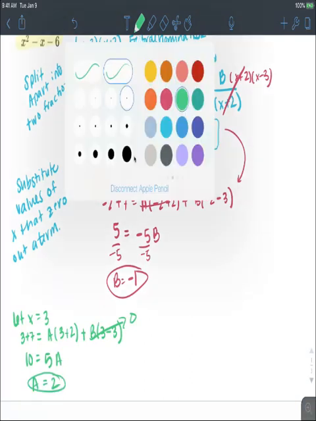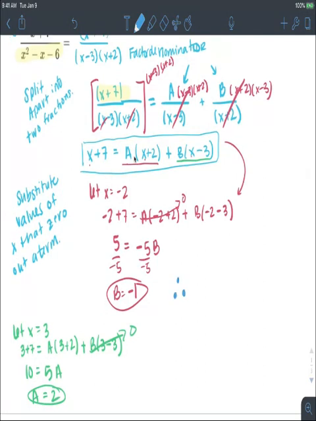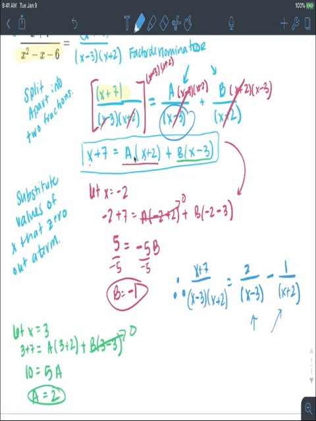Okay, so here's what I know. Now, I go back to this first part. Therefore, x plus 7 over x minus 3 times x plus 2 is equal to, my a value is 2, so 2, and the denominator under that was x minus 3. And then it's a -1 over x plus 2. So when I multiply this all out, or add those up, I should get that. Okay, so this is my answer.